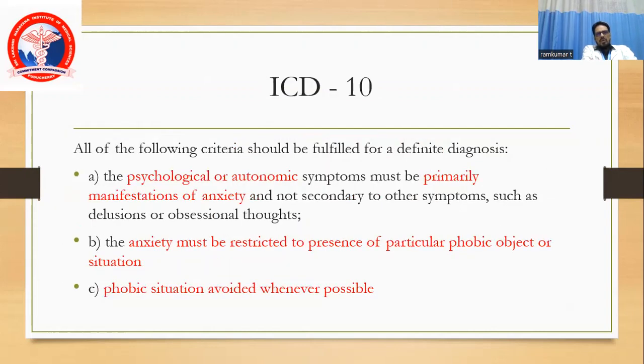ICD-10. All of the following criteria should be fulfilled for a definitive diagnosis. A. The psychological or autonomic symptoms must be primarily manifestations of anxiety and not secondary to other symptoms such as delusions or obsessional thoughts. B. The anxiety must be restricted to the presence of a particular phobic object or situation. C. The phobic situation is avoided whenever possible.